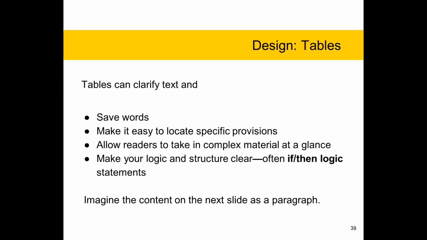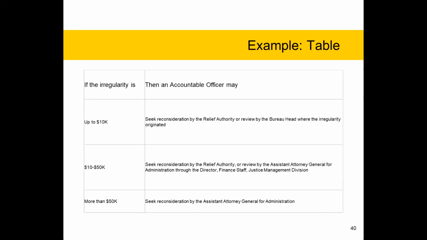And if you are in a situation where you are facing if-then logic that is complicated, this is an excellent way to present the information that is easier for your reader to follow. Now, a small example is this, and just imagine it as a paragraph. This would be difficult. You'd have to first figure out what's the money, what's the dollar amount, and then what does the accountable officer do.